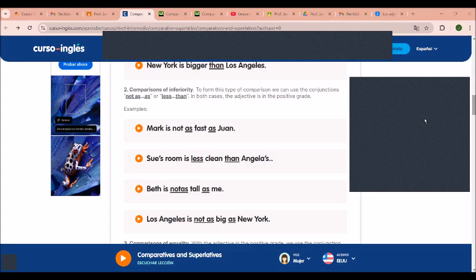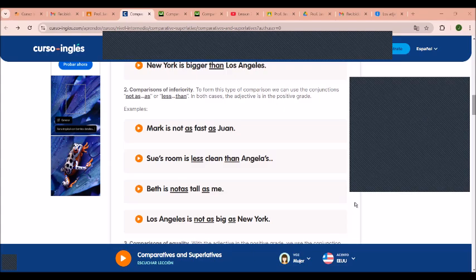A lot of what we see here goes back to the first review. Fast, clean, tall, big. These describe. Now, since they are not better, we use negative forms to describe the inferiority. So we know less and not help us when we're doing negation. So not as fast, or less than. If they're on the same page, however, we do something similar.